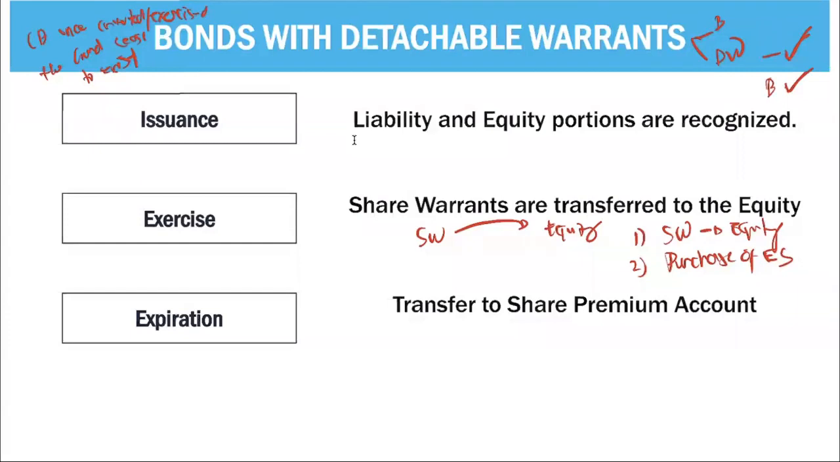What is the effect of that share warrants then? Once you exercise them, the share warrants will be transferred to equity, and at the same time, there will be a purchase of your equity securities. So the total value of your equity will be from your share warrants and your purchase of equity securities. A while back in your convertible bonds, what do we call the share premium? Share premium conversion option. Here we call it share premium share warrants outstanding.